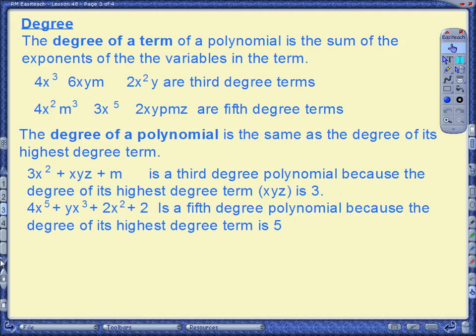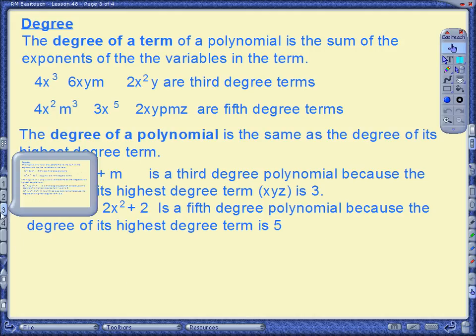This polynomial is a fifth degree polynomial. There are 4 terms, 1, 2, 3, and 4. The degree of this term is 5. The degree of this term is 4, 1 plus 3. The degree of this term is 2. The degree of this term is 0. It's a fifth degree polynomial because the degree of the highest term is 5.